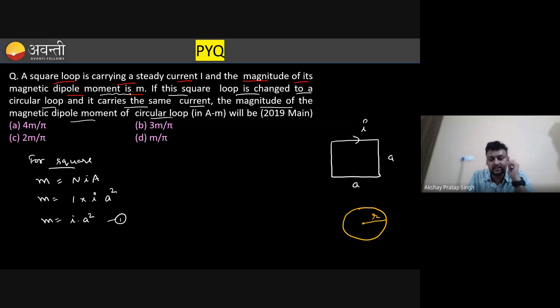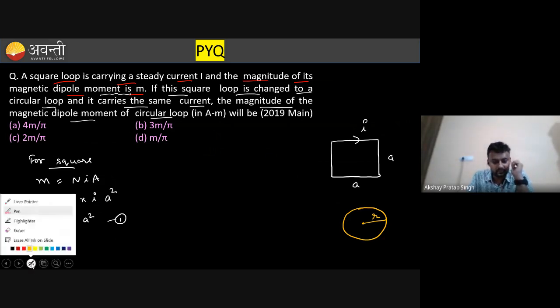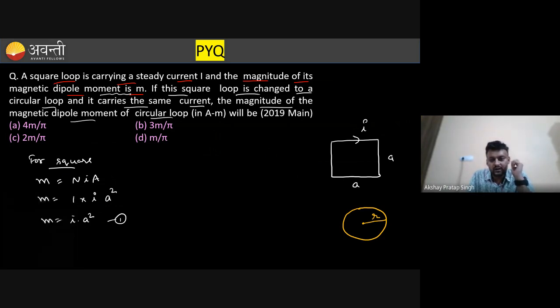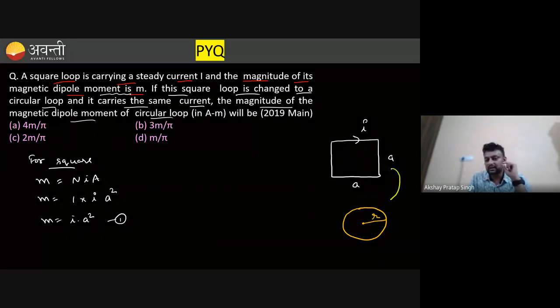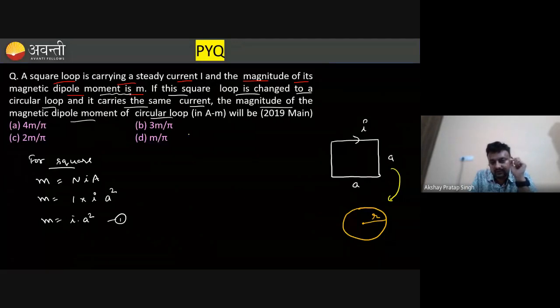Let's suppose its radius is R. So if you take the radius as R, what is the thing which will remain constant? From square to circle, the length of the wire will remain constant. So what is the length of the wire when it was in the shape of a square? You can say that 4a is the length. Now, what is the length of the wire when it is transformed into a circular loop? You can say its circumference is 2 pi r. Is it clear? So what is the radius?